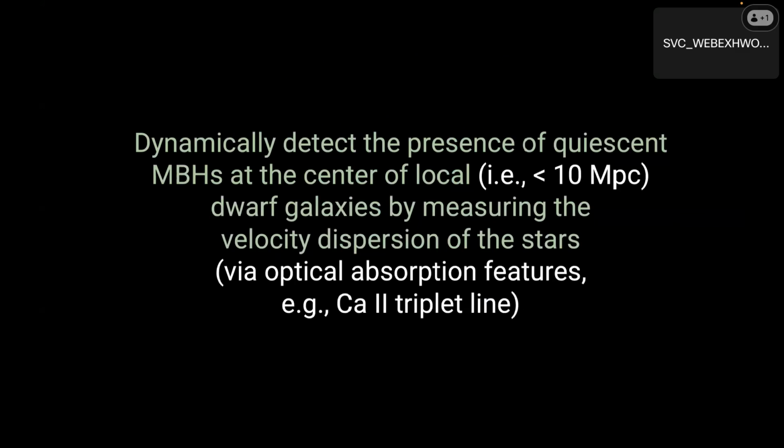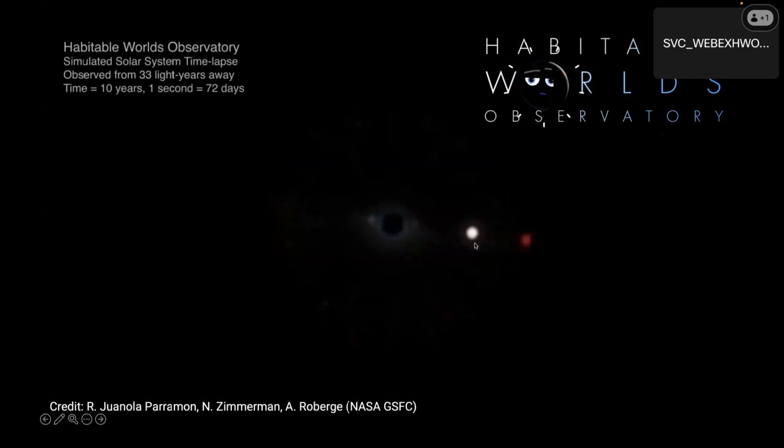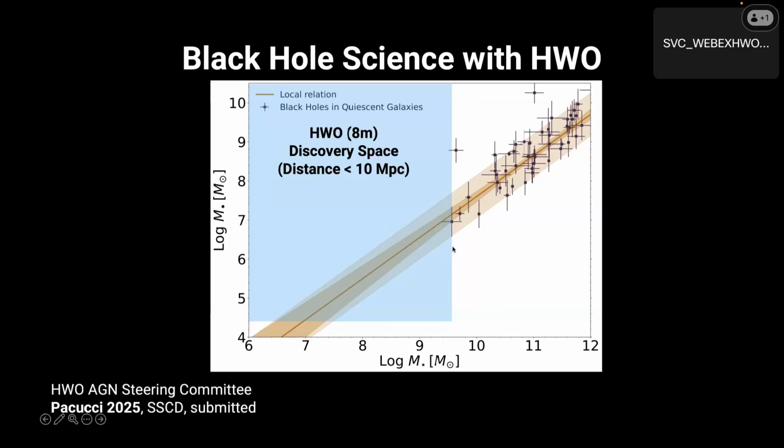These are very standard techniques that are used in the very local universe. So HWO with, for example, an 8-meter configuration allows a very large parameter space in the black hole mass, vertical axis, versus stellar mass, horizontal axis. So far, we can study down to approximately 10 to the 6 or 10 to the 7 solar masses, while HWO will allow us to study black holes in local galaxies that are much lighter than that.